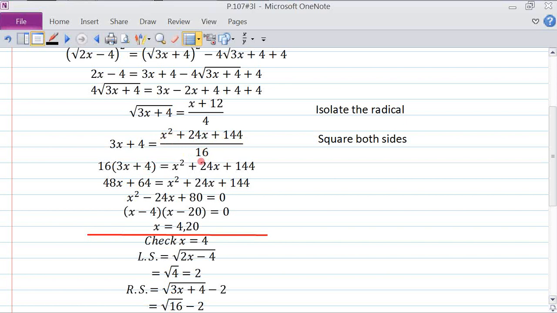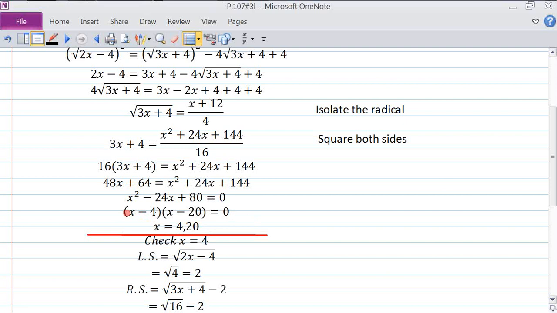I'm left with x squared plus 24x plus 144. 16 times 3x gives me 48x. 16 times plus 4 gives me 64. And now what I'm going to do is bring the 48x from the left side to the right side. So I have 24x minus 48x is minus 24x. I'm going to transpose the 64 from the left to the right. 144 minus 64 gives me plus 80 equals 0.